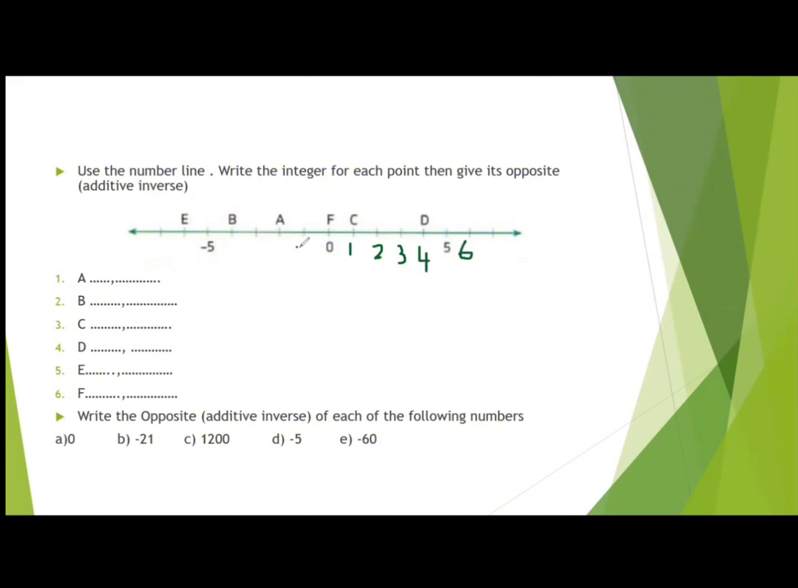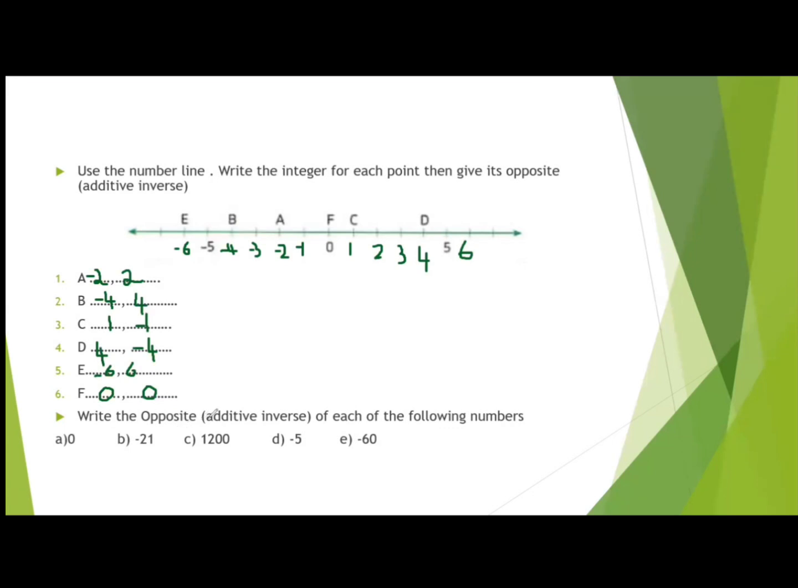Okay, let's go to the other direction. The negative numbers, -1, -2, -3, -4, -5, and -6. A is -2. And he said, write the additive inverse. The additive inverse is 2. B, it's -4. The additive inverse, or the opposite, is 4. C, 1. The additive inverse is -1. D, it's 4. The additive inverse is -4. E, -6. The additive inverse is 6. F, 0. And we said the additive inverse of 0 is 0.